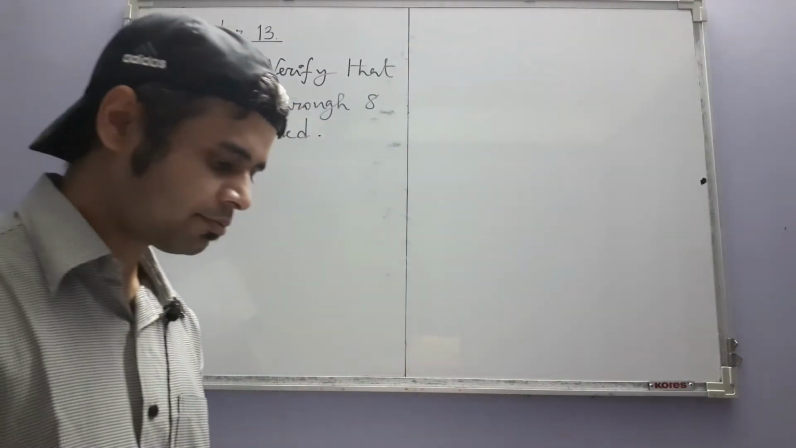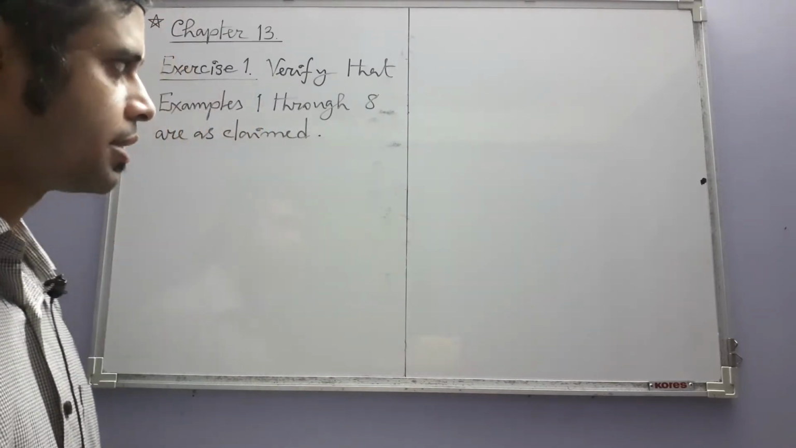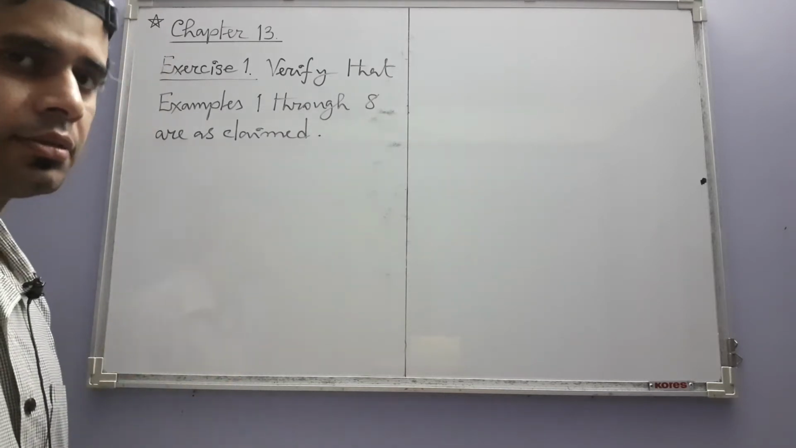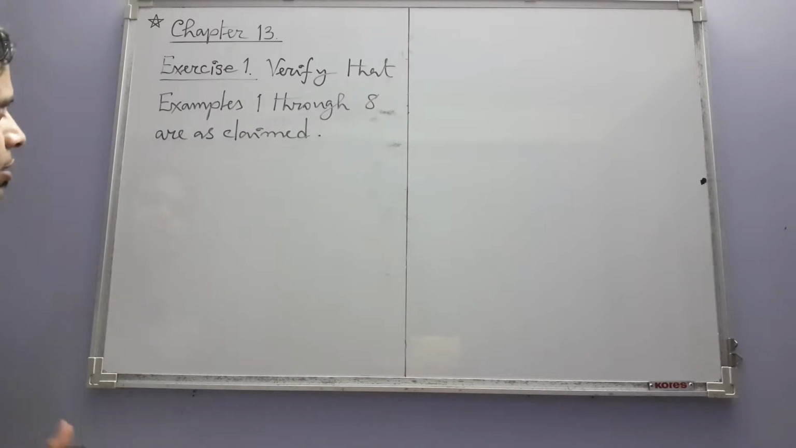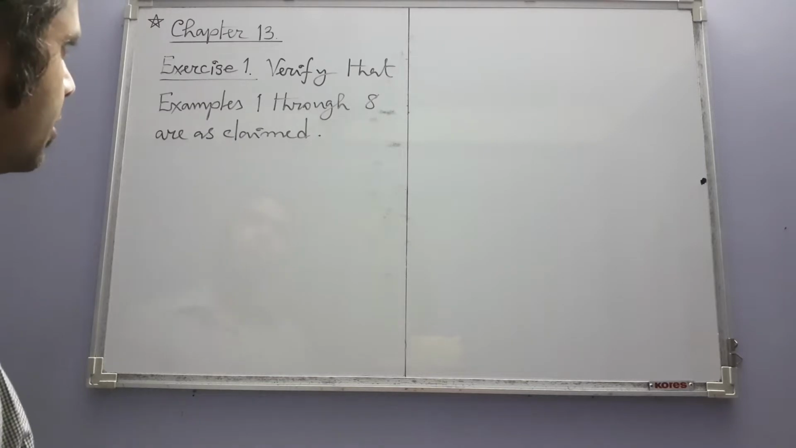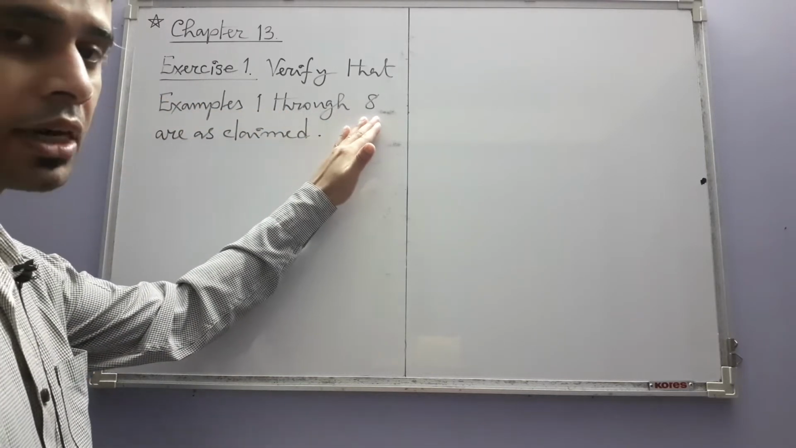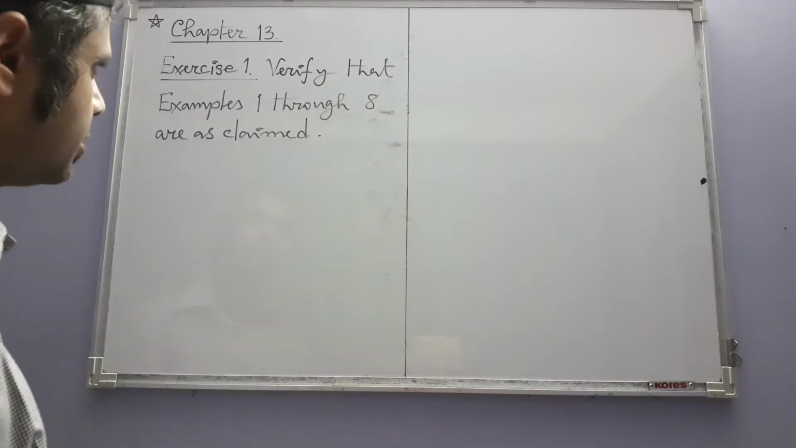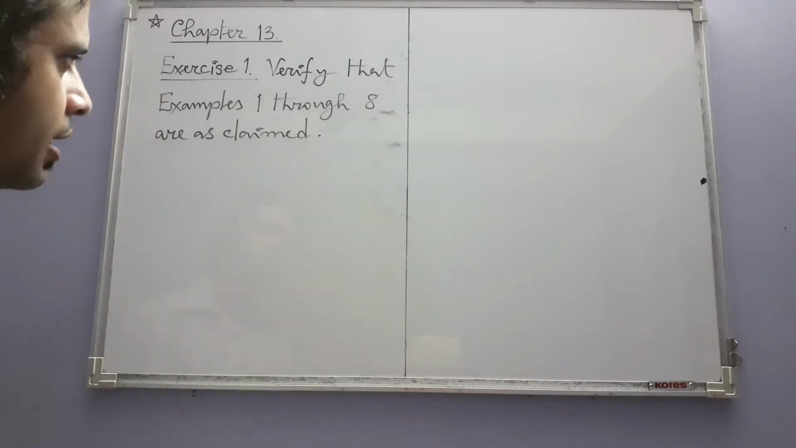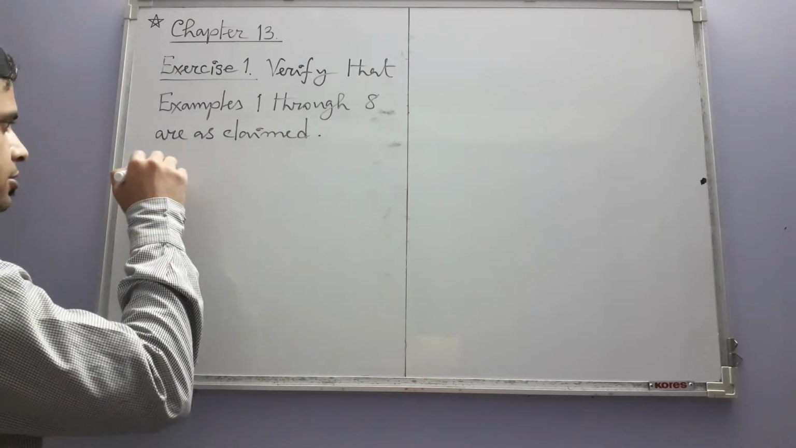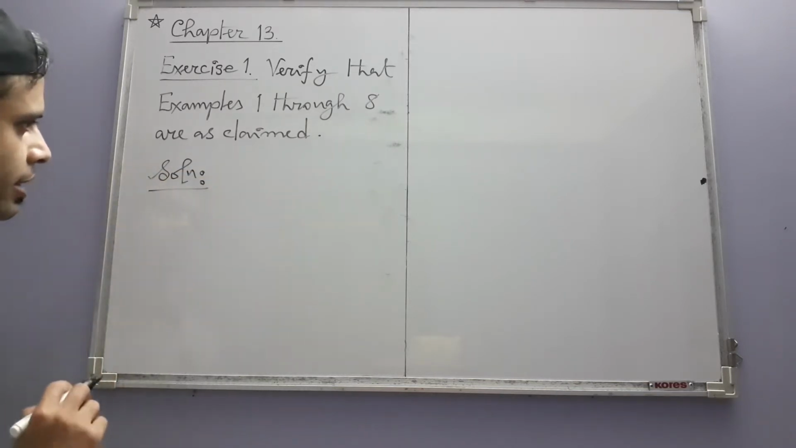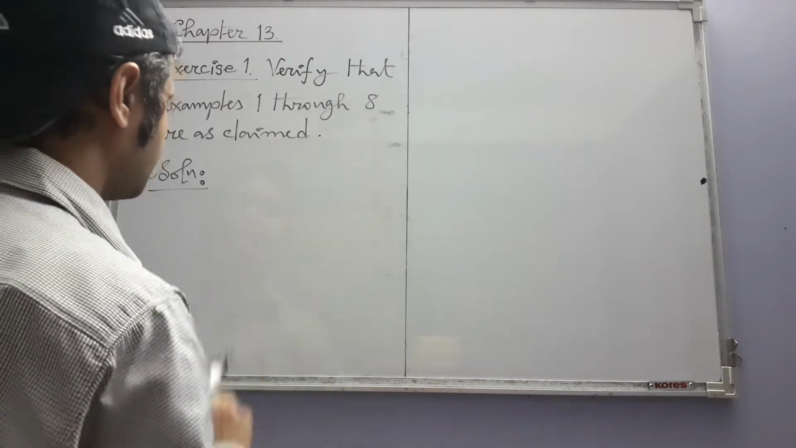Next chapter, we have already completed all the exercises in the first chapter on rings. So this next is chapter 13 on integral domains, and here this is the first exercise. We have to verify that the first 8 examples given in the text are as claimed, that is, whatever has been claimed in these examples, they are true. So let's see the solution. We are going to write the statements given in those examples.